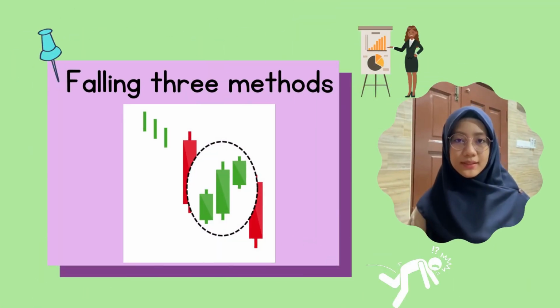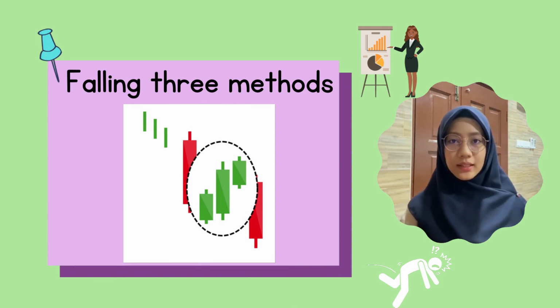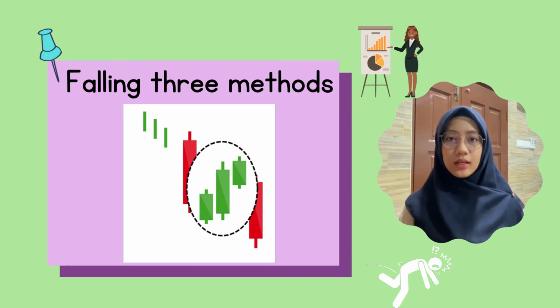Three method formation patterns are used to predict the continuation of a current trend, be it bearish or bullish. The bearish pattern is called the falling three methods. It is formed of a long red body followed by three small green bodies and another red body. The green candles are all contained within the range of the bearish bodies. It shows traders that the bulls do not have enough strength to reverse the trend.